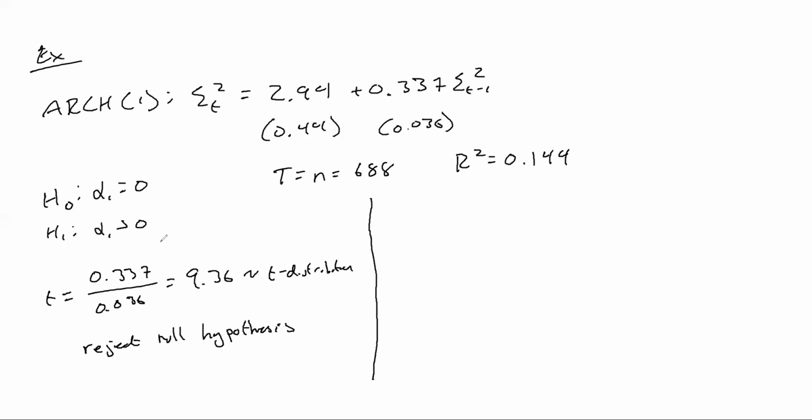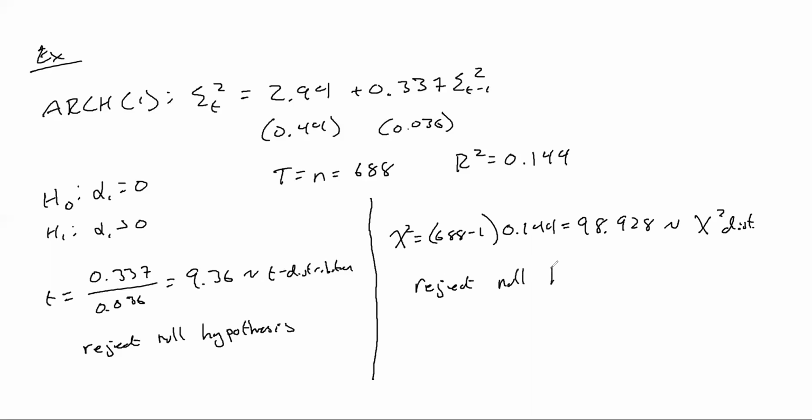Let's do it again, but this time we'll do the other method. We'll use the chi-square distribution. So our chi-square statistic is going to be the number of observations, 688, minus the number of lags, 1, multiplied by the R squared of this specific regression model. And this gives you 98.928, which is going to follow the chi-square distribution. And again, given a 5% significance level, this is sufficiently high, and we can reject the null hypothesis.